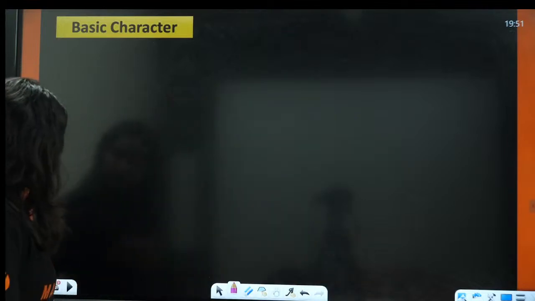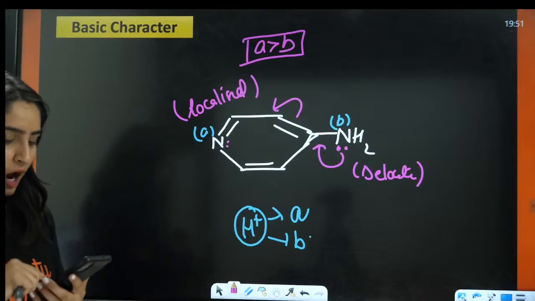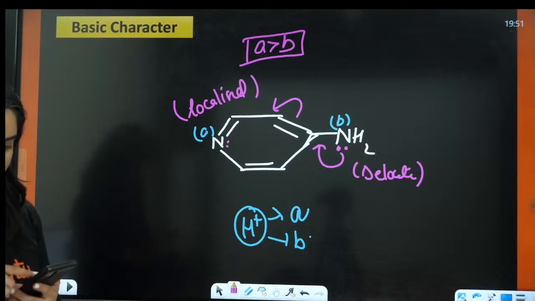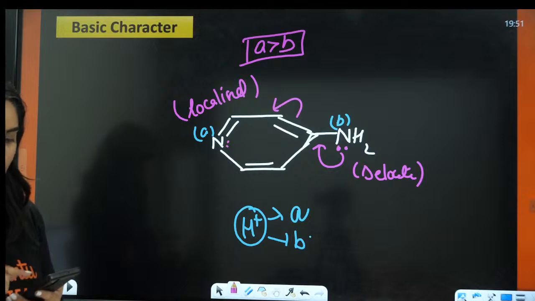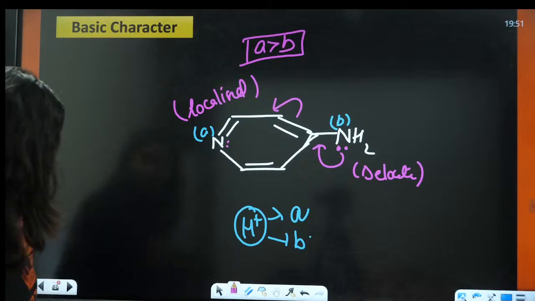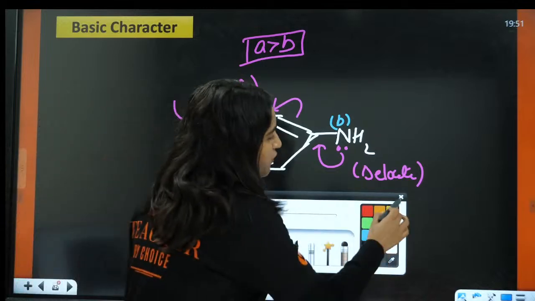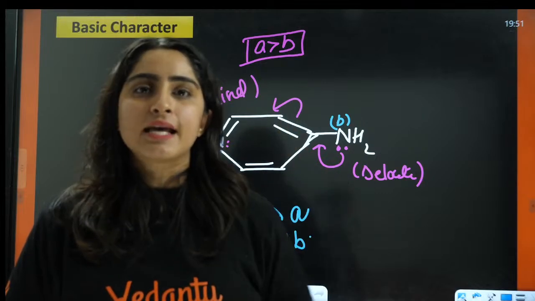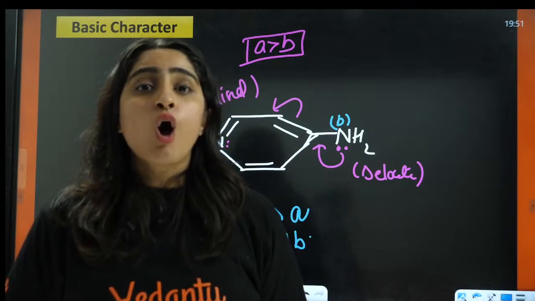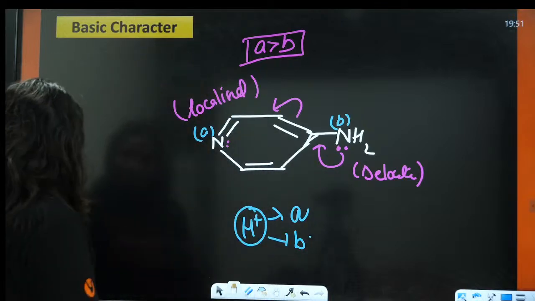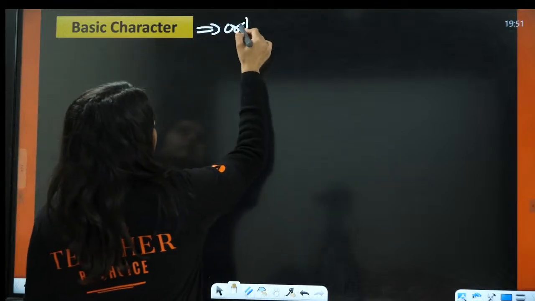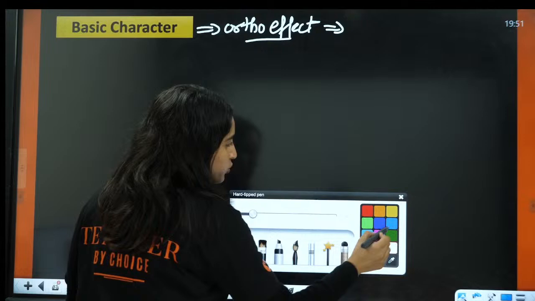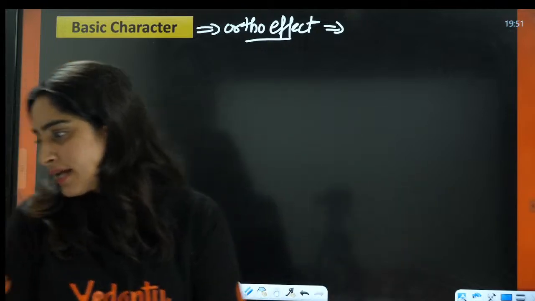The availability of lone pair is more here. Understood everyone? Any doubt till now? Any doubt, bacha? We are going to do the last concept: the ortho effect in case of bases.